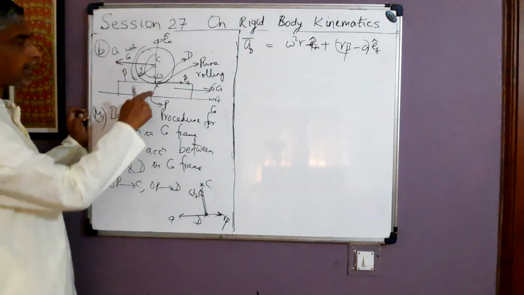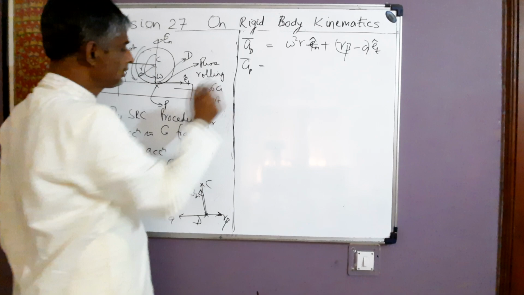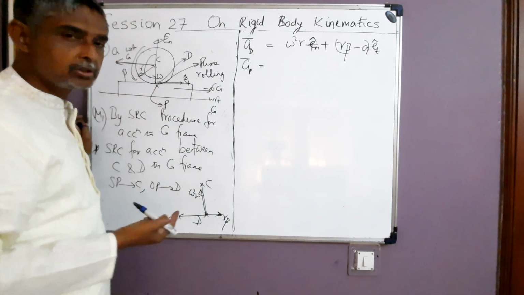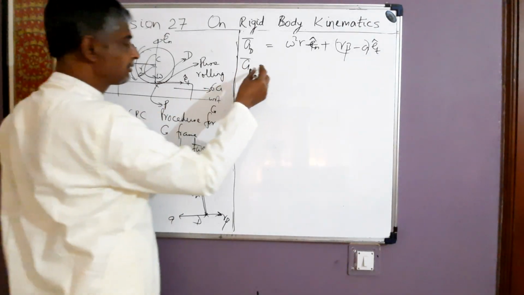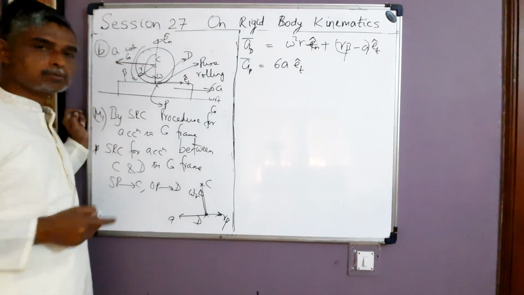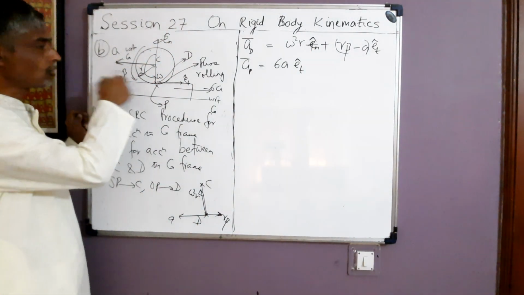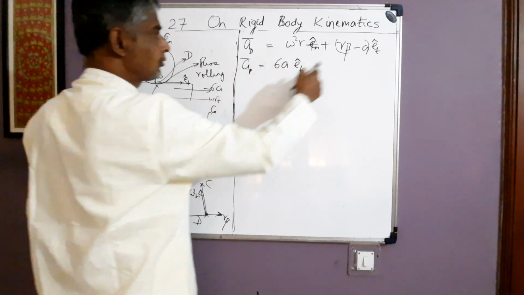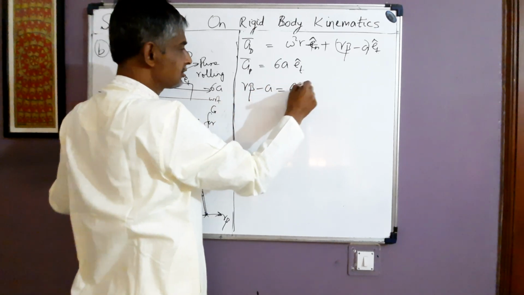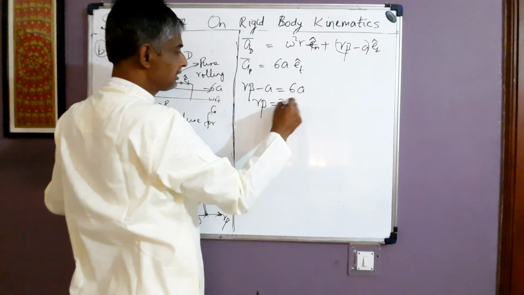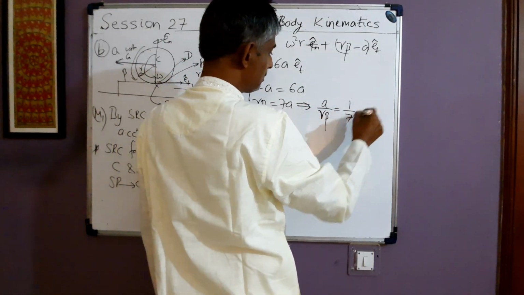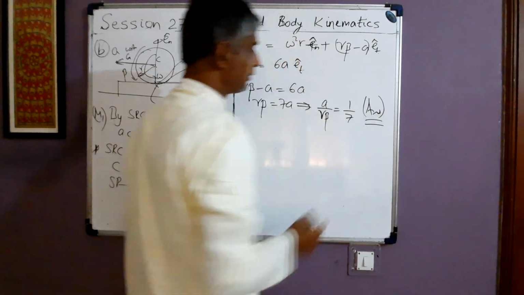Now I find the acceleration of P with respect to ground. P is the material point of this translating plank. In a translating body we know that all points have the same acceleration. The acceleration of P with respect to ground is simply 6A, that is simply along ET hat. Now here pure rolling takes place, so the components of accelerations of D and P along the common tangent plane should be equal. So the coefficients of ET in both equations should be the same. So R beta minus A should be 6A, R beta should be 7A. So A by R beta should be 1 by 7, which is the required answer.